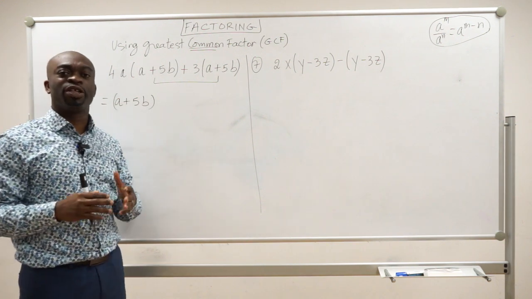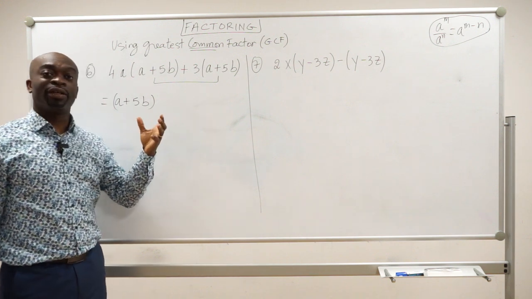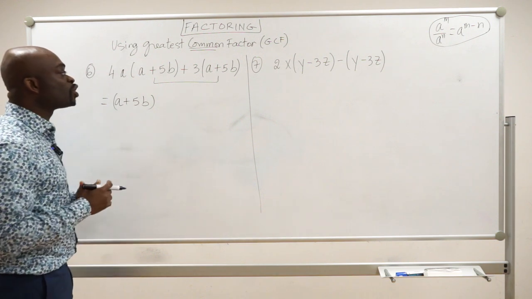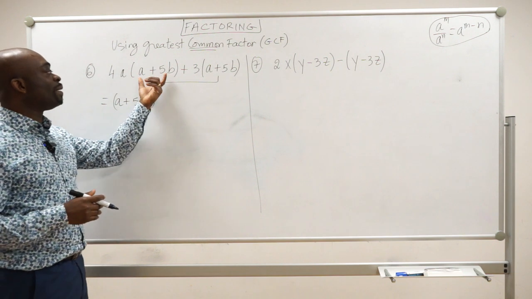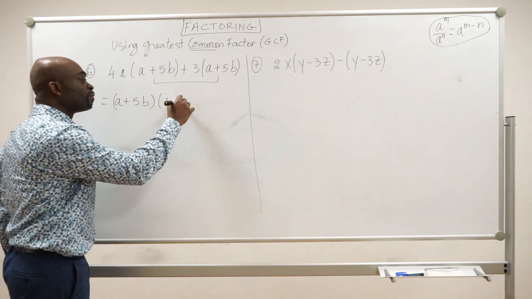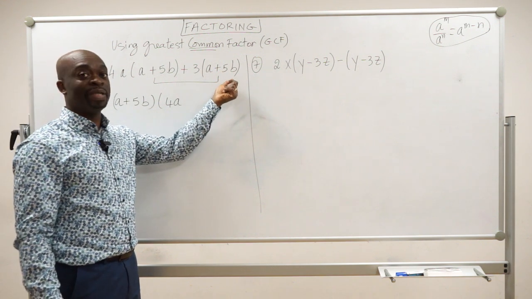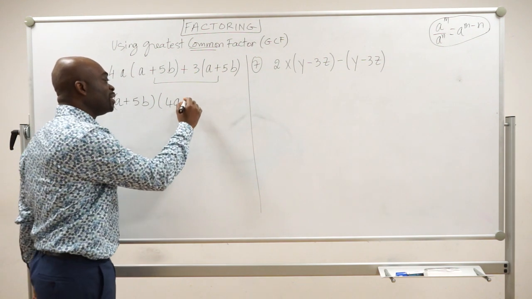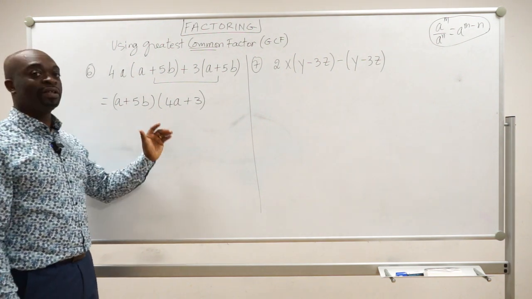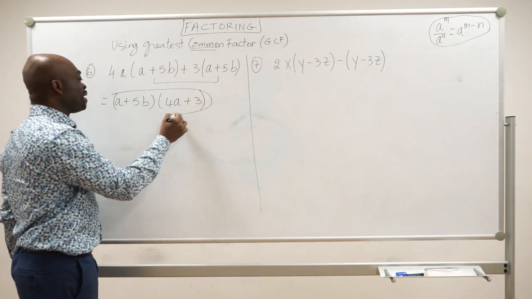The greatest common factor shouldn't just be one term. It can be a collection of two terms, so that means a plus 5b. And now, how do we solve the rest of it? When I pull this out, what is left? I have 4a left from the first expression. And when I pull out a plus 5b, what is left? Plus 3 is left. So I end up with a plus 5b times 4a plus 3, which is my final answer here.